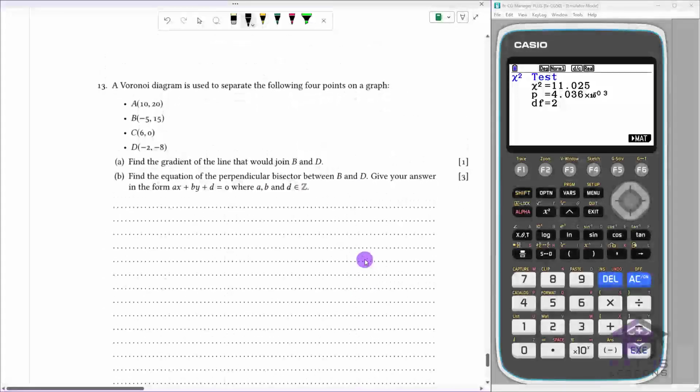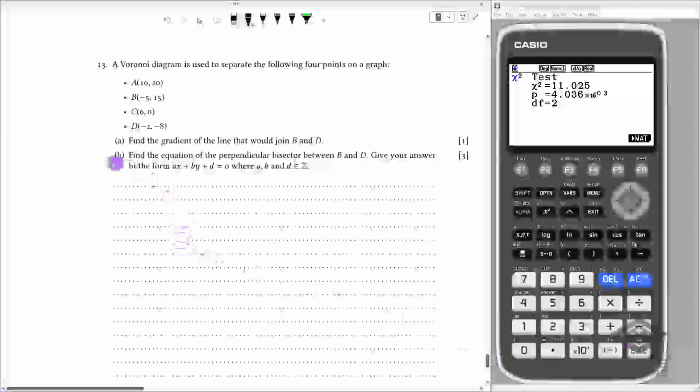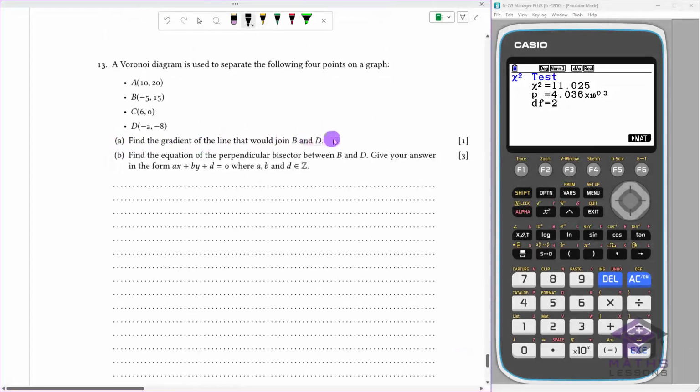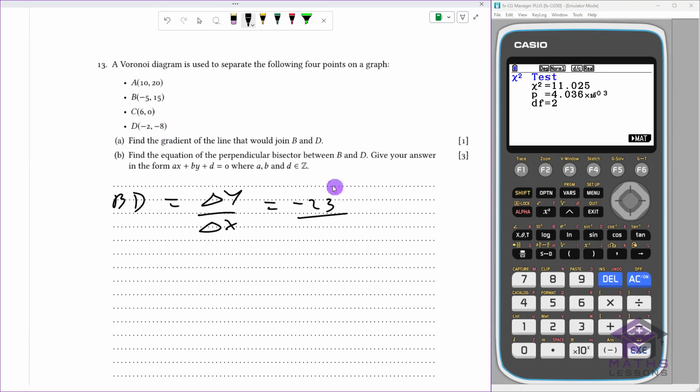Right, moving on to Voronoi diagram. And we've got to remember how to go about doing Voronois. So it makes it easy. It wants you to find the gradients that would join B and D. So we want to find the gradient from B to D. So from B to D, we want our change in Y's over our change in X's. So our change in Y's, if we go from B to D, so going from 15 to minus 8. So that's going to be minus 23. And from minus 5 to minus 2 is only going to be 3 for our change in X.